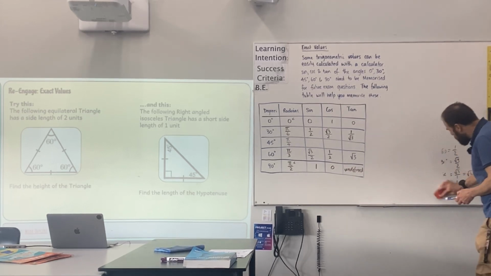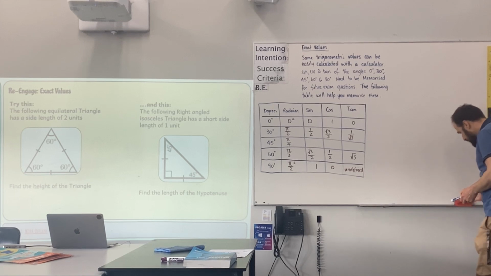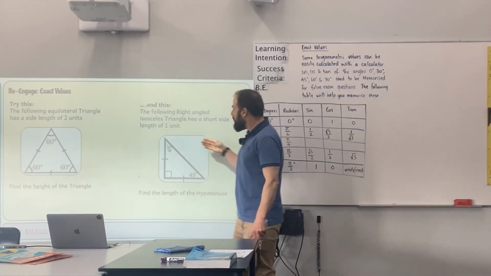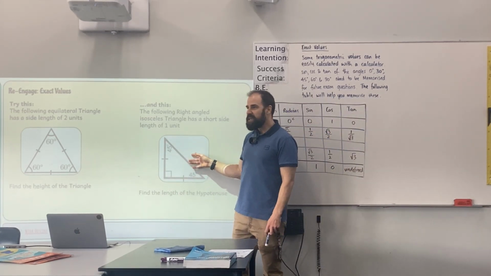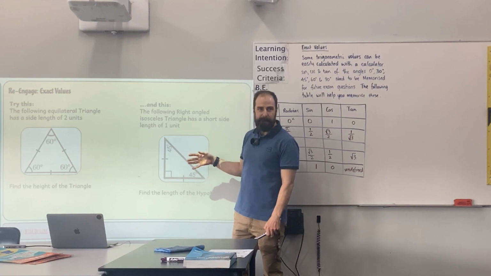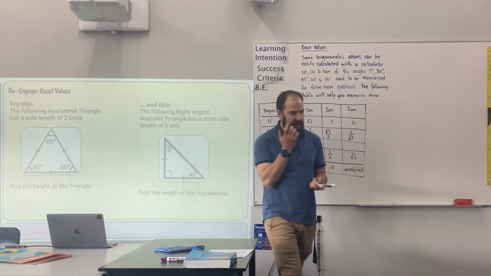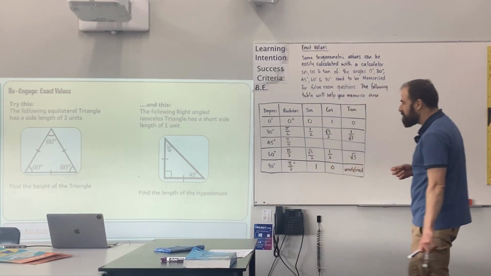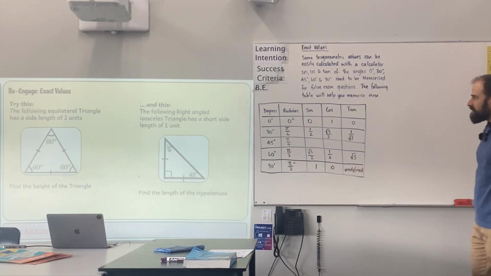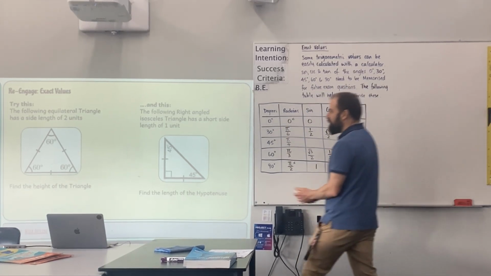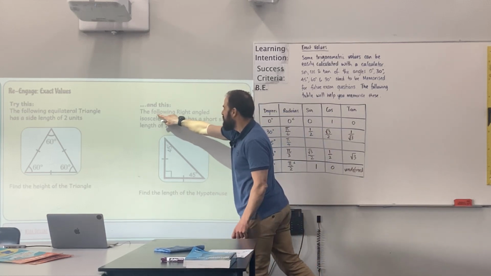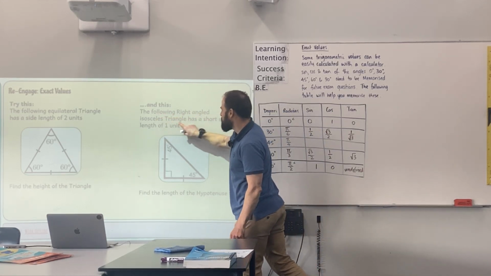3 more bits to go. How does it work? Where does it come from? To find the other exact values, we're going to use this second basic right angle triangle. Anyone know what we call this right angle triangle? Equilateral right angle. Close. It's written on the board. Isosceles. The following right angled isosceles triangle.